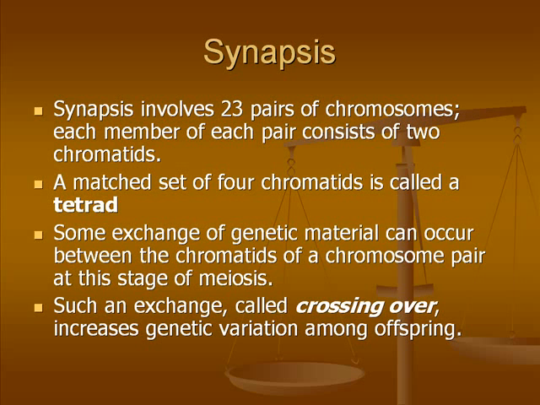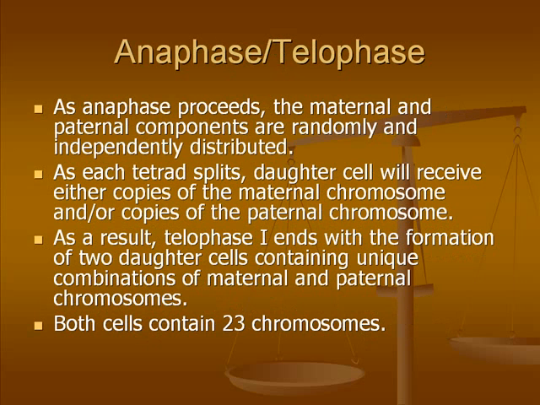Anyway, the process of crossing over just increases genetic variation because you get a little bit of the characteristics from both the male and the female. Then we go through those phases that we talked about earlier in this semester, anaphase and telophase. Anaphase proceeds. In that process, maternal and paternal components are randomly and independently distributed. And then in the tetrad split, the daughter cells will receive either copy of the maternal chromosomes.